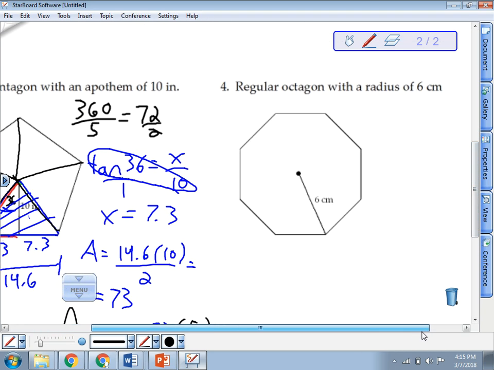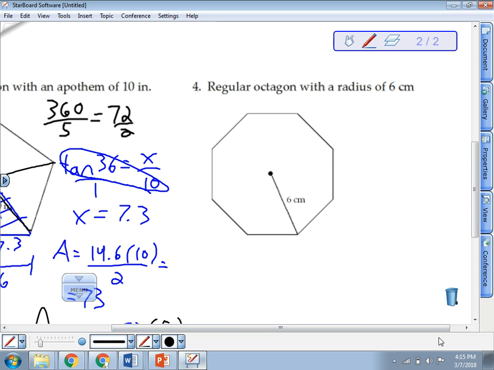This time it's an octagon with a radius of 6. So let's draw in the apothem, which again is kind of our reference triangle. First thing we need to do is find that angle, 360 divided by 8, which is 45, but then we're going to divide that by 2 because we only need half of it. So that gives us 22.5 degrees. That's this angle right there.